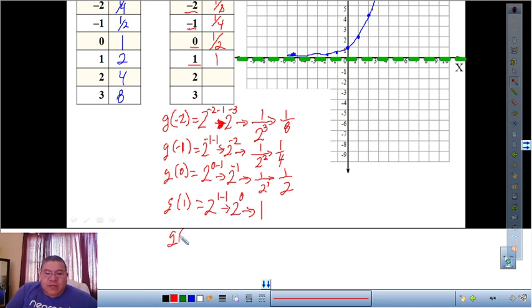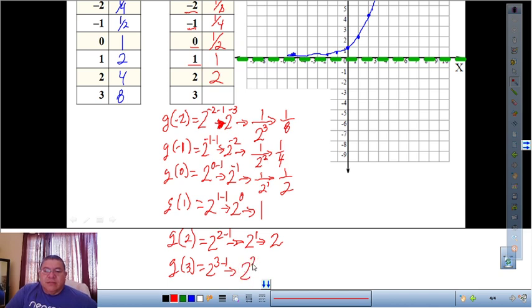Next one, g of 2, which is 2 to the 2 minus 1, which is 2 to the 1, which is 2. And the last one, g of 3, which is 2 to the 3 minus 1, which is 2 to the second, which is 4.